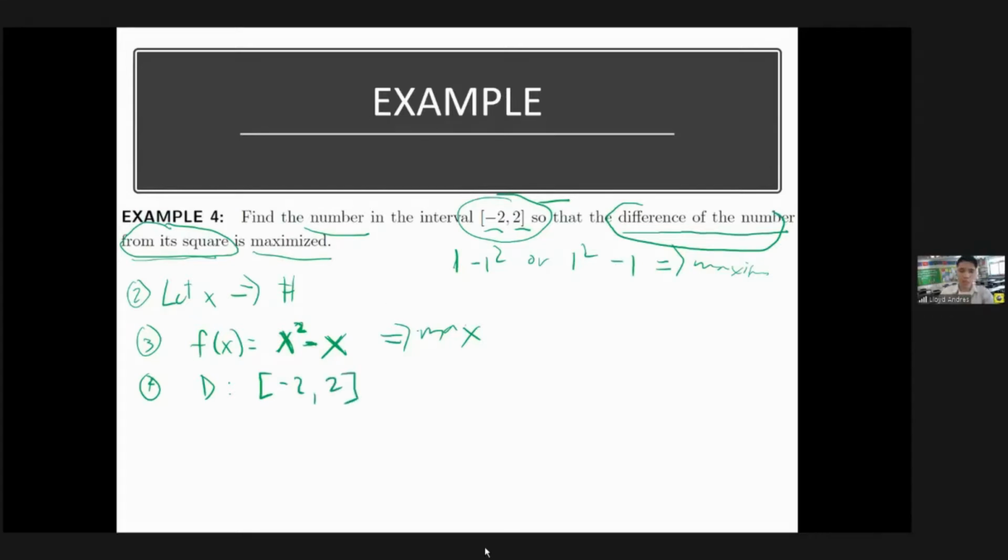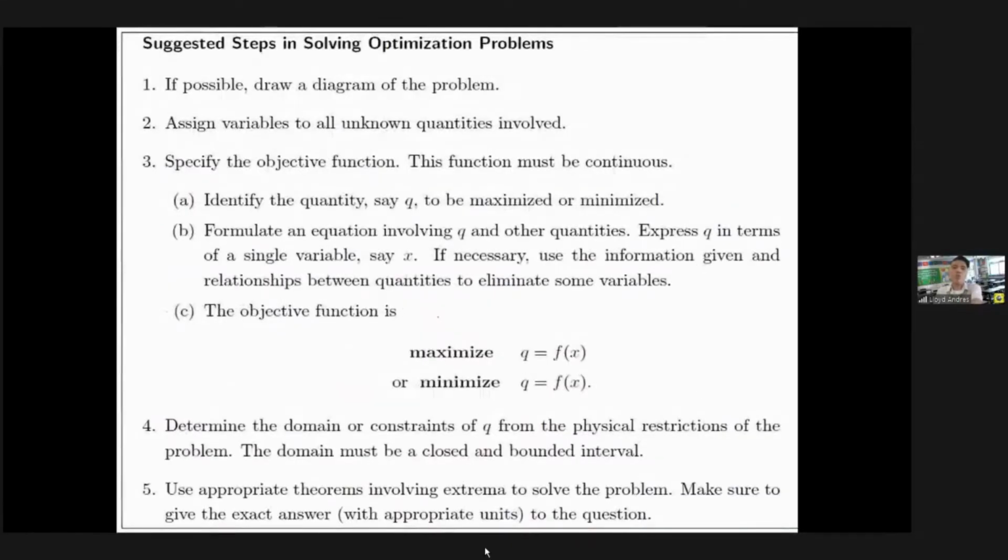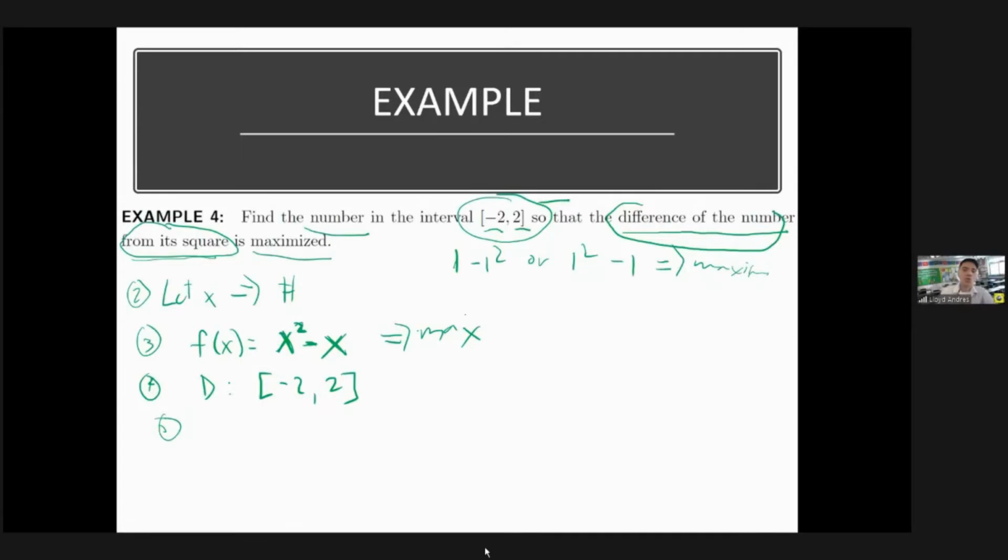Nanatay domain. Ikalima, use the appropriate theorems involved. So, gamitan na nato theorem. So, para makuha nato ang maximum value, kailangan nato, again, unsa tong gisulti sa extreme value theorem, nga ang maximum value naa sa endpoints o sa critical point. Naa na tay endpoints, which is ang -2 ug 2. Kay mao man yung boundary nato sa tong interval. Ang wala na lang is ang critical point. So, kailangan na ito isolve si critical point.